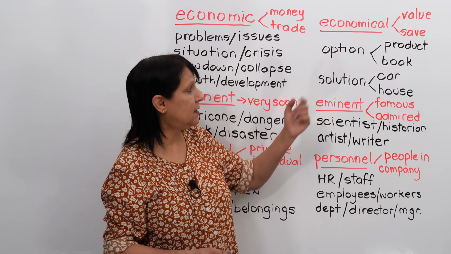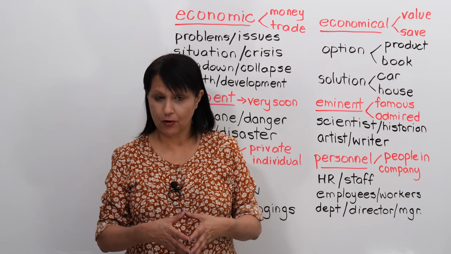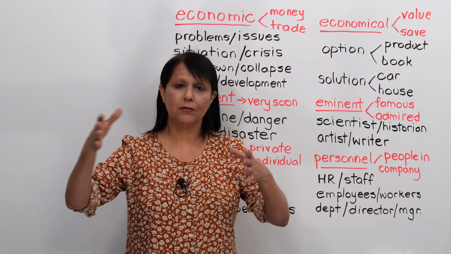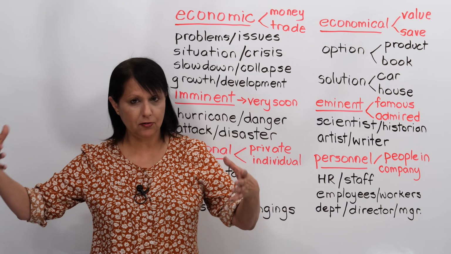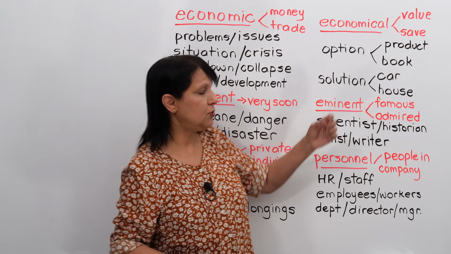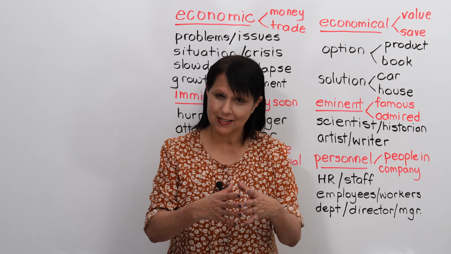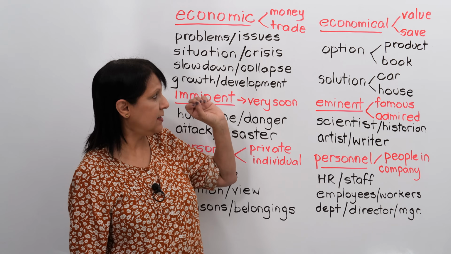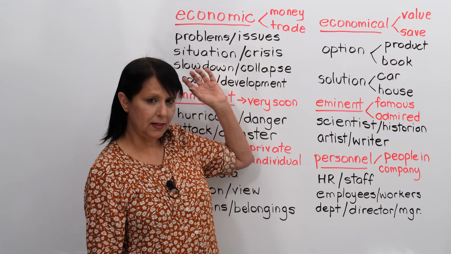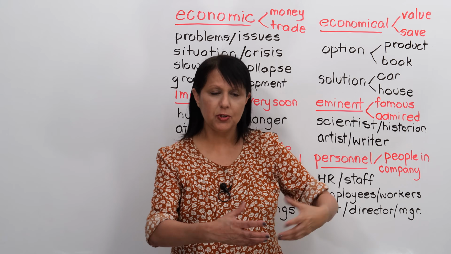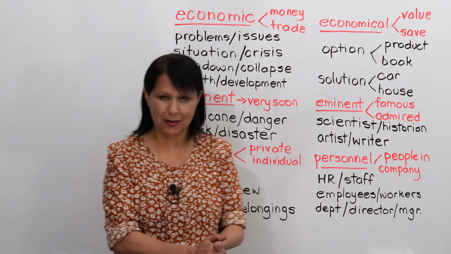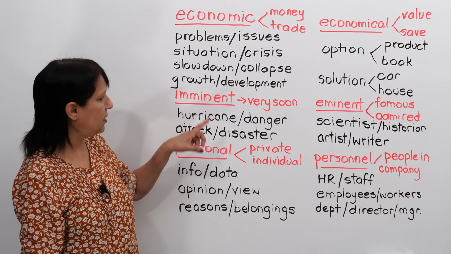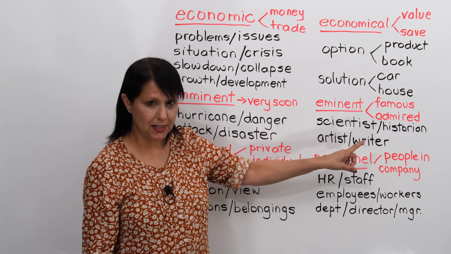Or it might be an economical solution for some people to buy a house outside the city, where it's a little bit cheaper and you get better value for your money than to buy a house in the city. All right? So that's the difference between economic, to do with the industry, money and the economy, and economical, which means you get a better deal for something, for your money.